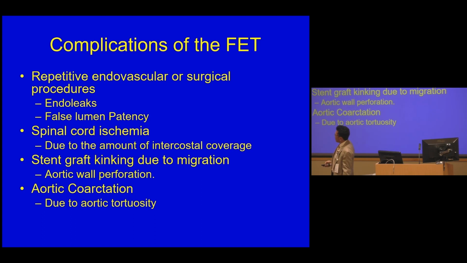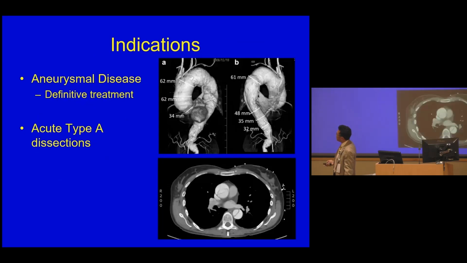Spinal cord ischemia, again, is related to the amount of intercostal coverage. Stent graft kinking, I really have not seen, and I've been doing this now for 5.5 years. Coarctation is also something that I've not seen.